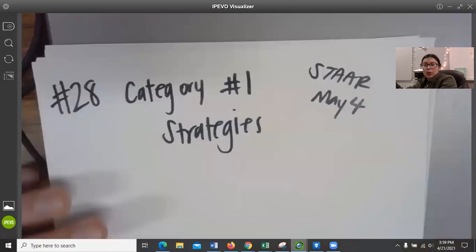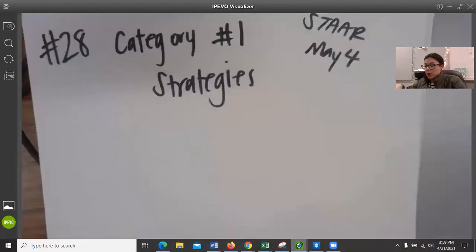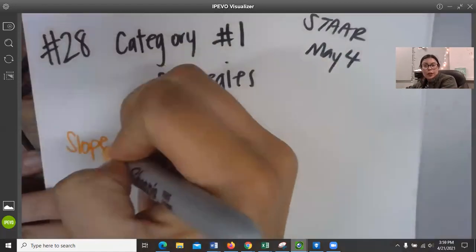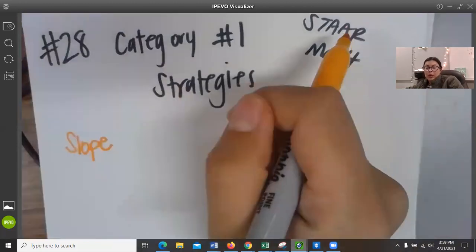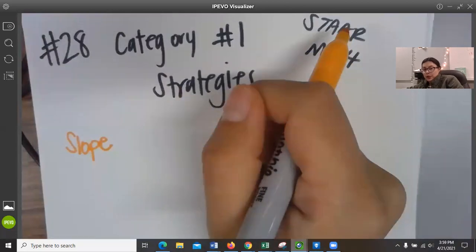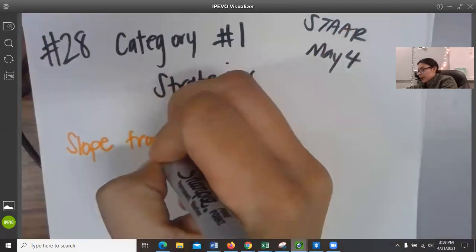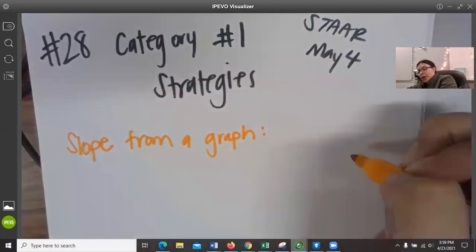And let me show you some strategies for category number 1. So this category is all about slope and linear functions. So the first thing I want to talk to you about is slope from a graph. And so that's why if you look on Focus, your project consists of mostly IXLs about this. Remember, your project is on there, and I'll be staying after school on Thursday if you need help. So slope from a graph, because you're going to have a problem. And it's one of the IXLs. It's actually the first IXL.